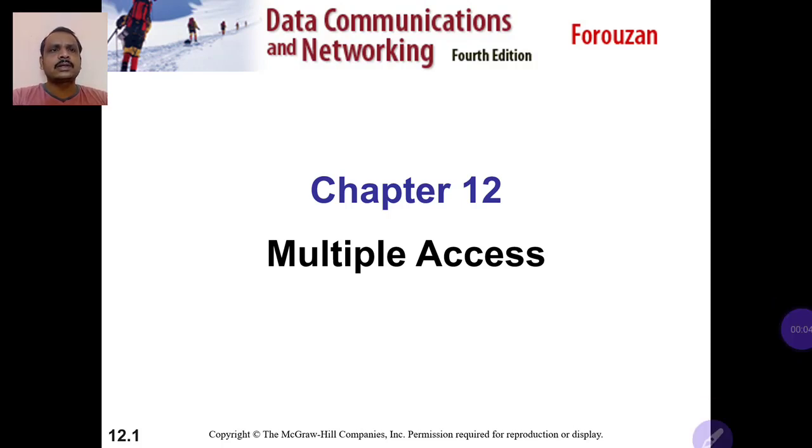Today we are going to discuss multiple access schemes. Before discussing multiple access schemes, I will briefly discuss the OSI layers. There are 7 layers in the OSI: the physical layer, data link layer, network layer, transport layer, session layer, presentation layer and application layer.